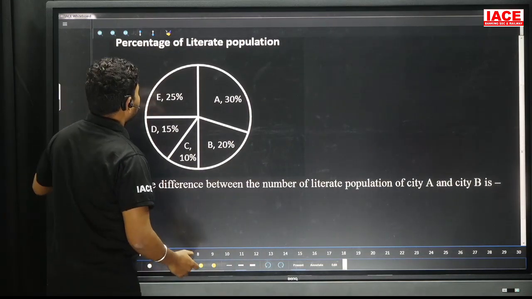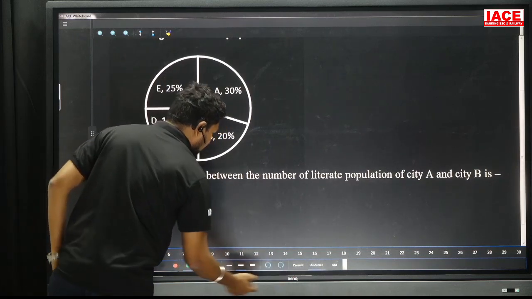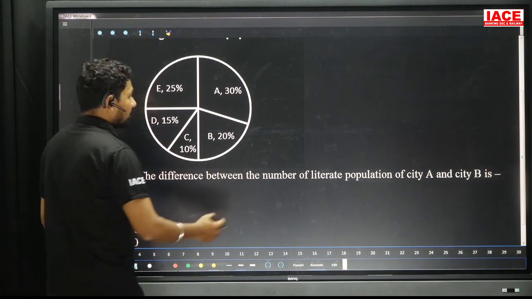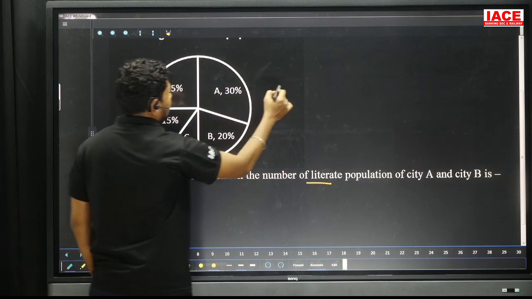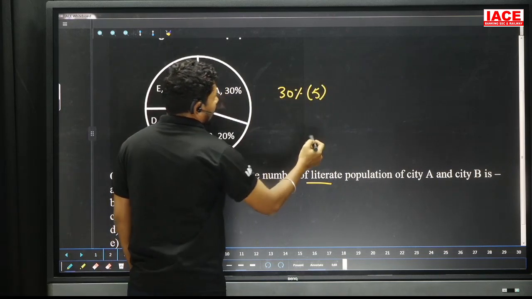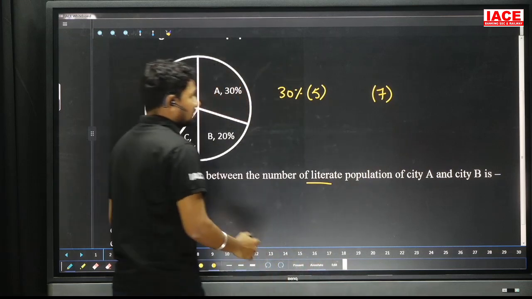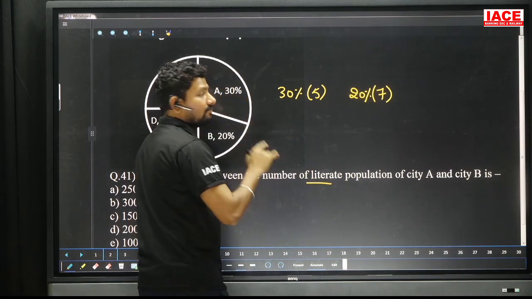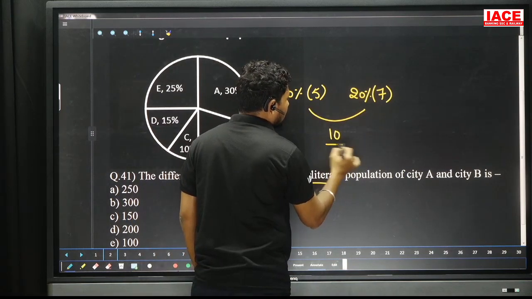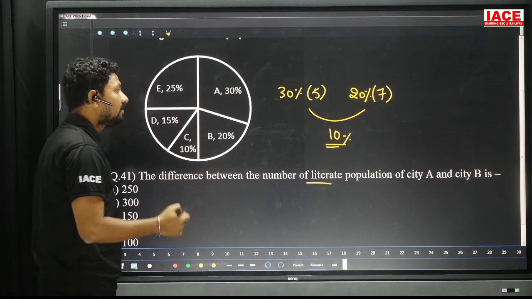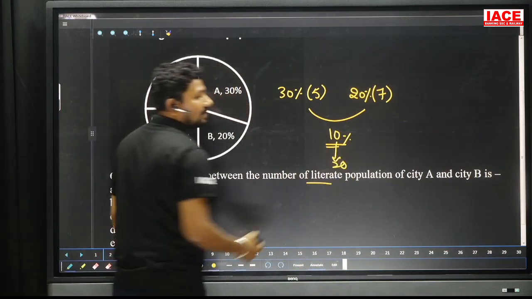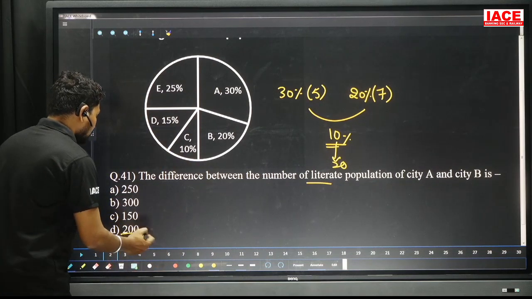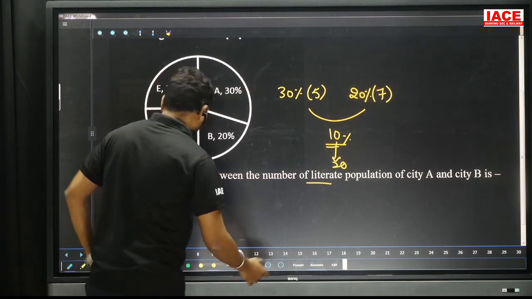Look at the first question. The percentage also belongs to literate only. The difference between the number of literate population of city A and city B. So we require particularly the literate population. City A is 30% of 5 parts, and B contains 7 parts, with literate population 20%. 30% of 5 is 150, 20% of 7 is 140. Overall the difference is 10, and 10 doubled is 20. Whatever result you get, you should always double it to get the final answer. It is 20. Then the option is D. Let's move to the next question.